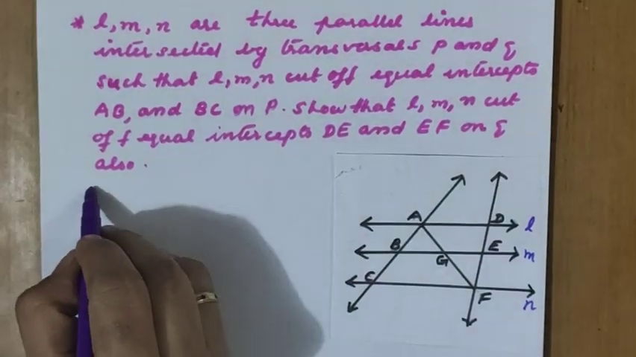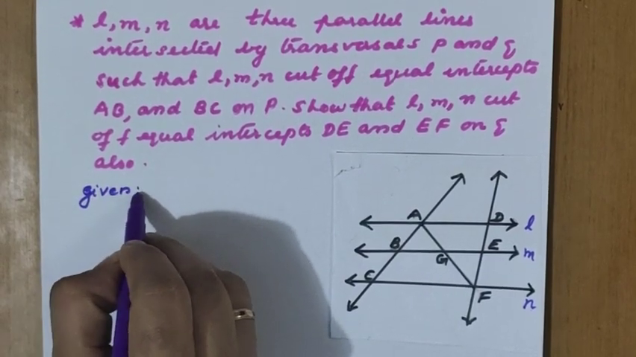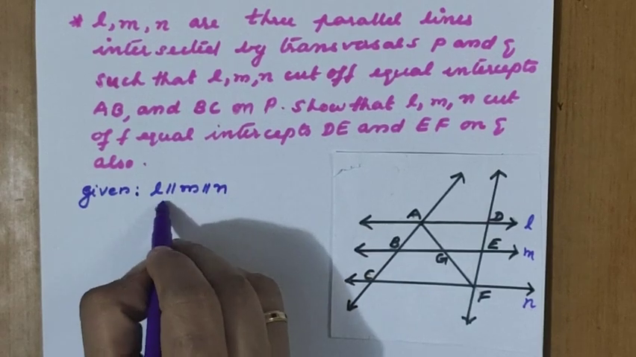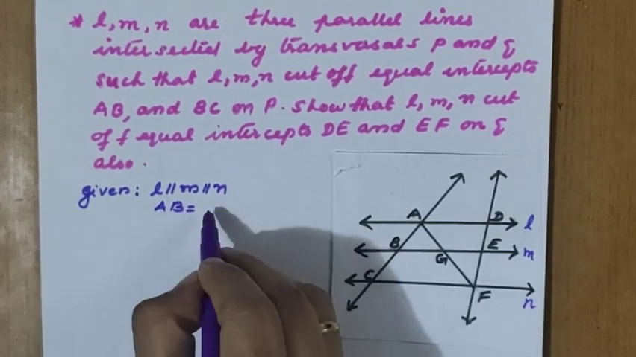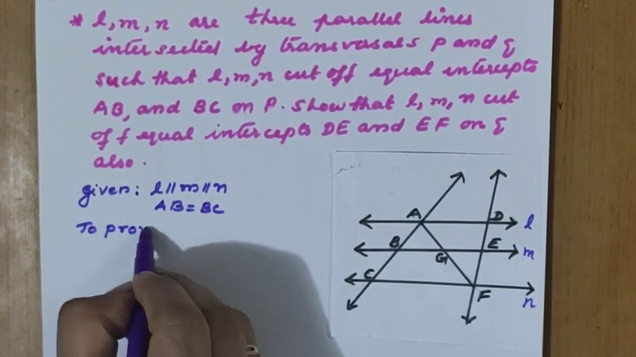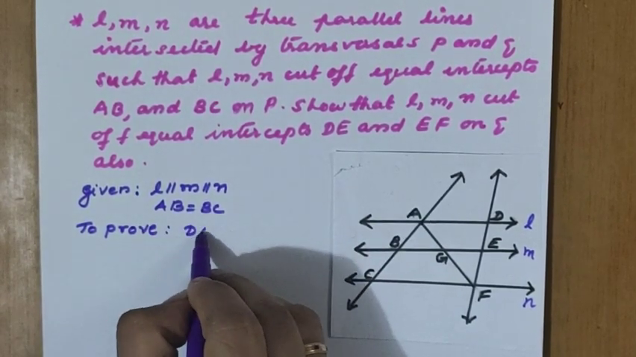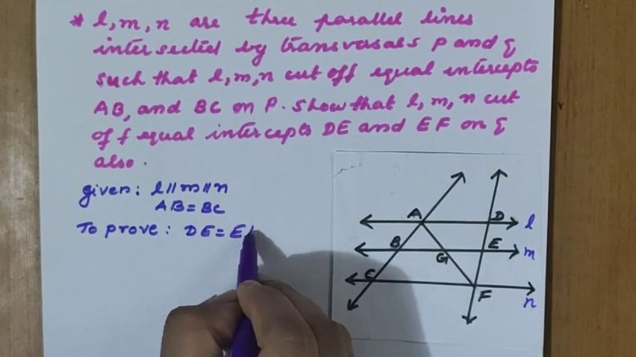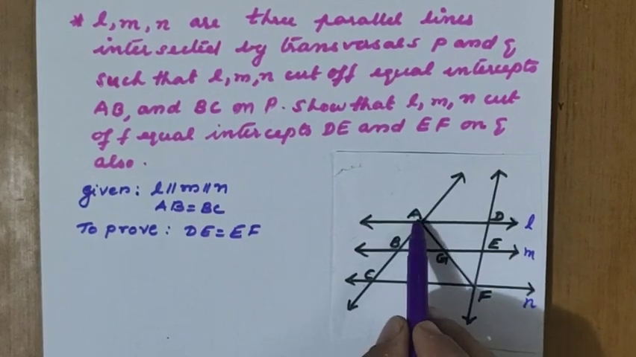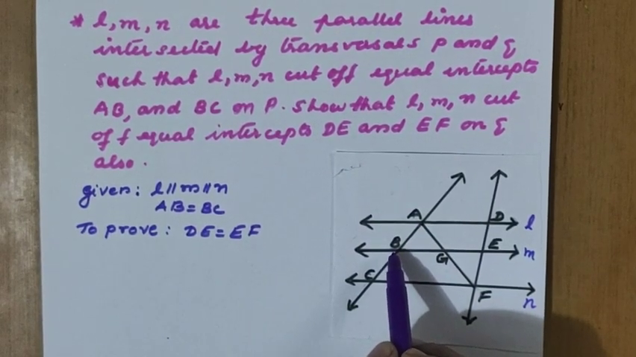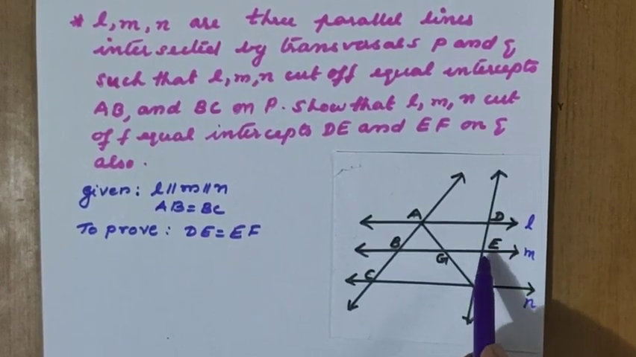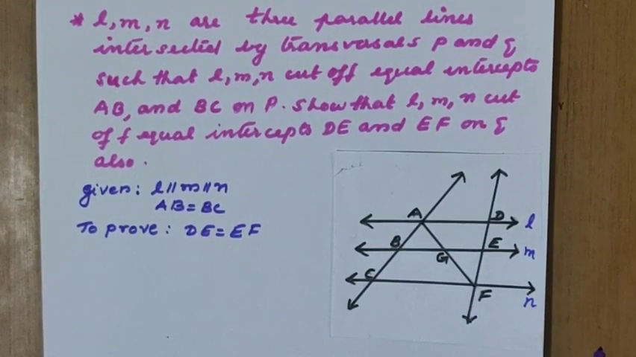So what is given in the question? L parallel to M parallel to N, and AB equal to BC. To prove: DE equal to EF. I think the idea is clear to you. The equal intercepts word is there, the parallel line word is there. So here equal intercepts means B is already a midpoint. Now we have to prove that DE and EF are equal intercepts, which means E is the midpoint.